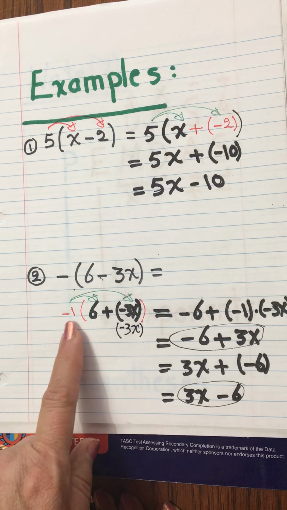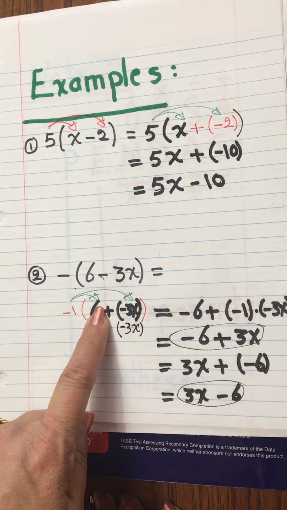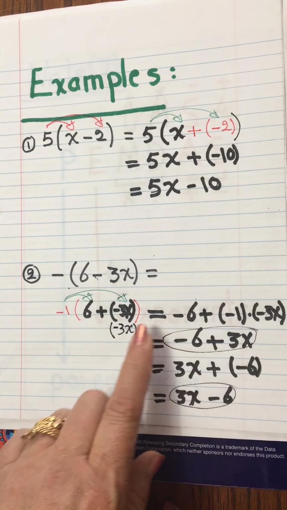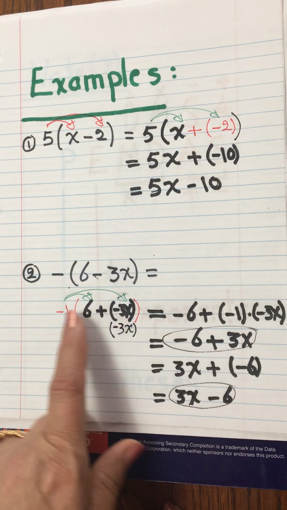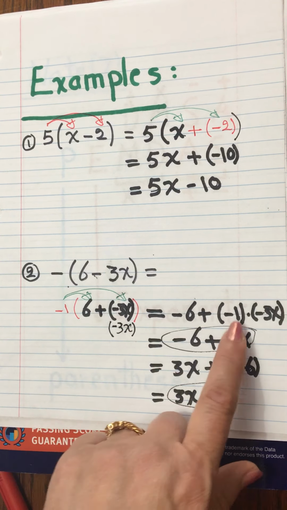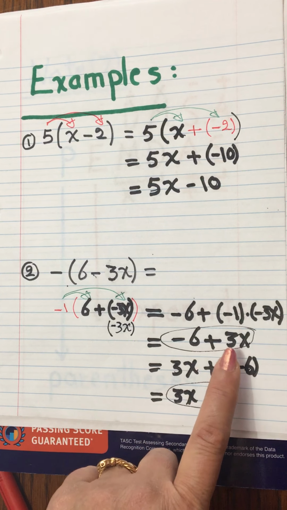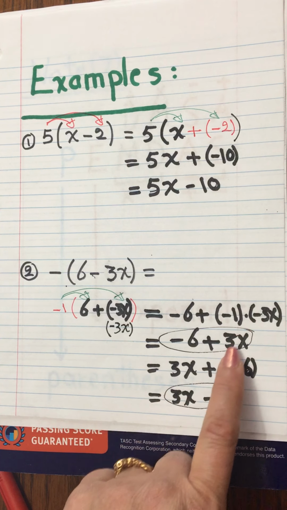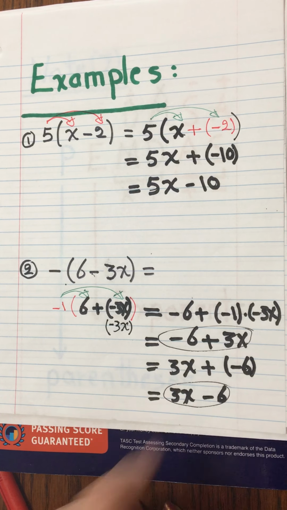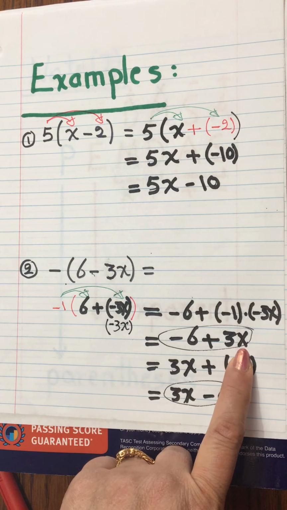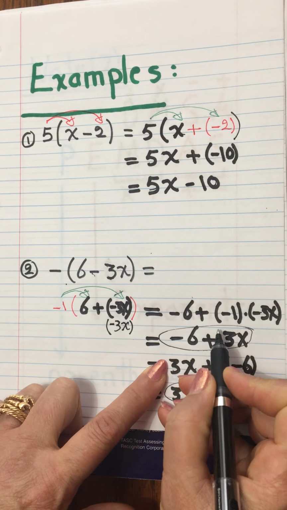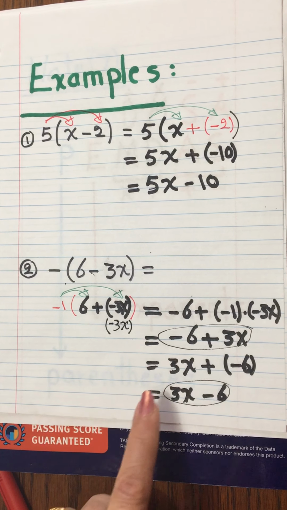Equals negative 1 times 6, negative 6, plus negative 1 times negative 3x. Equals negative 6 plus 3x, because negative times negative is positive. So I'm going to have positive 3x, and I don't need to write down the positive right here.